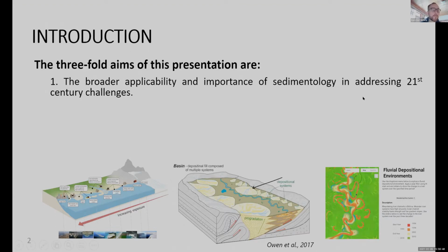Okay, perfect. So I'm going to try to keep this presentation as simple as possible. And what I really want to do is portray 3 main objectives or aims. The first is to talk about the broader applicability and importance of sedimentology in addressing 21st century challenges beyond perhaps the traditional hydrocarbon industry.